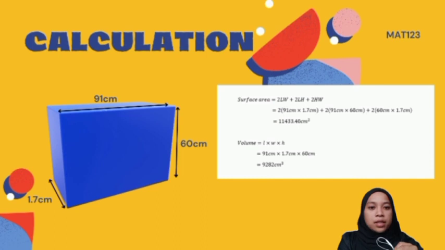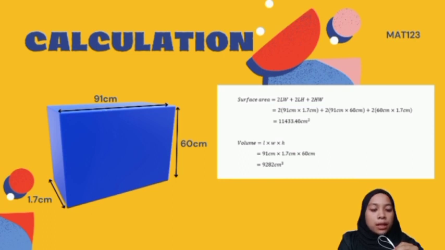Okay, this is the calculation. How to calculate this whiteboard? We should calculate the surface area. The formula of surface area is the sum of all lateral face areas. First, the height of this whiteboard is 90 cm, width is 1.7 cm and length is 91 cm.